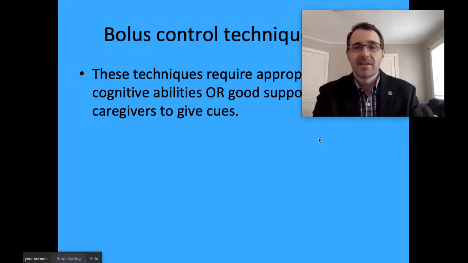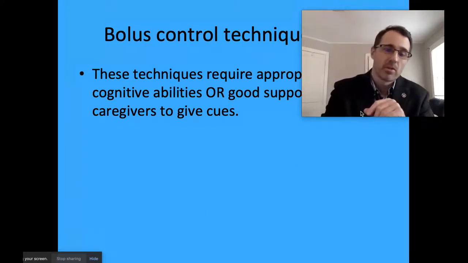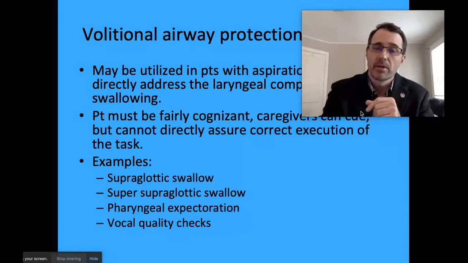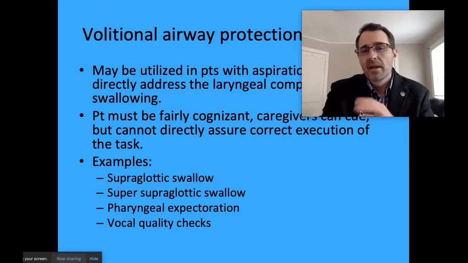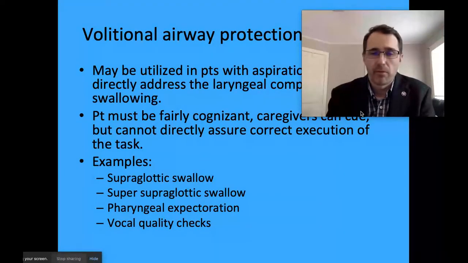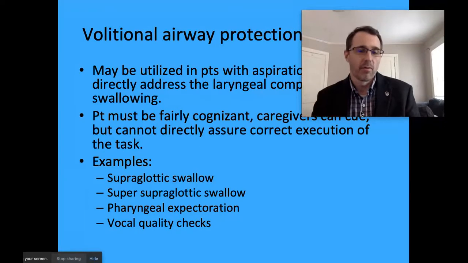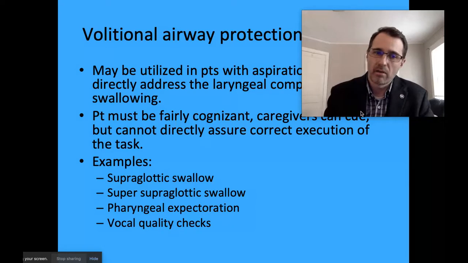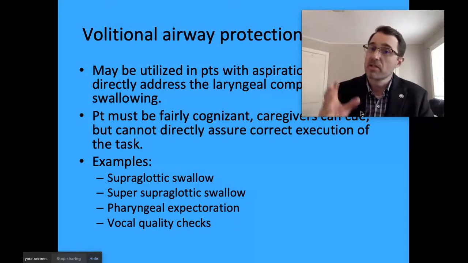So, as this slide says, most of these strategies require the patient to have appropriate cognitive abilities, or at least a good caregiver that's going to be there the entire time to give the appropriate cues. Here's a list of some strategies for airway protection. We've already discussed supraglottic swallow in the form of using these for rehab exercises, but they also work well as compensatory strategies for airway protection.